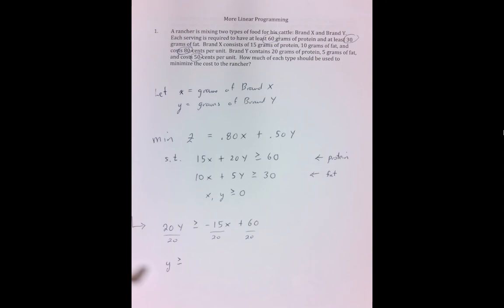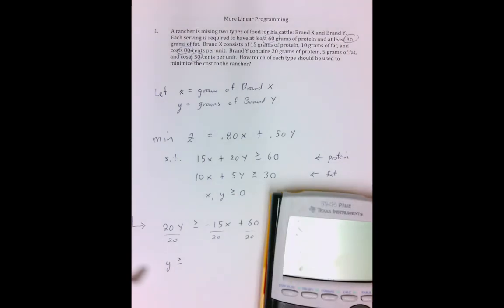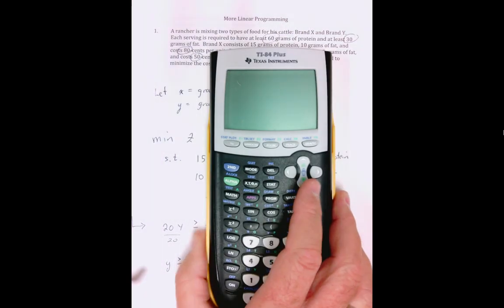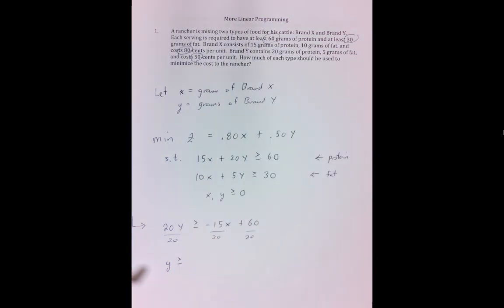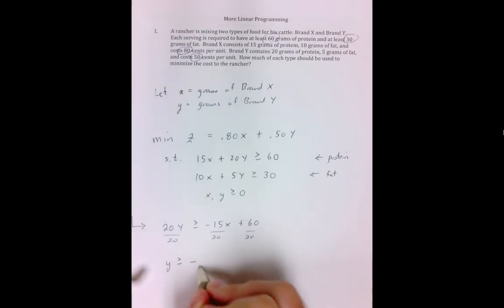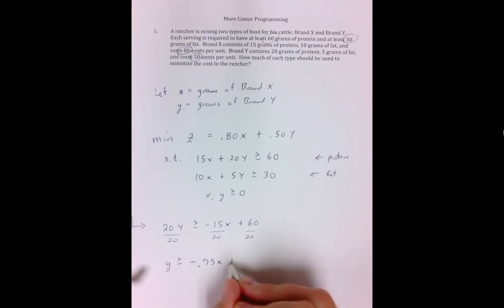I think most of you would probably serve yourself best to change that to a decimal. So if I do that, I'm just going to put in 0.75. I can do this in my head, maybe you can too, or maybe you can't. It's not that big of a deal. And then we get plus 3.